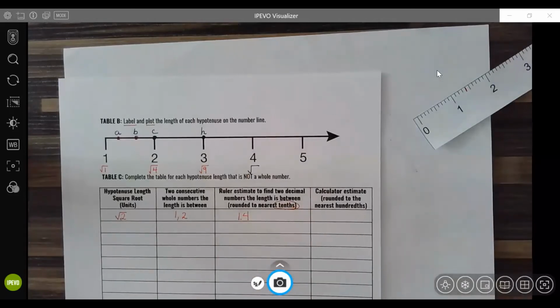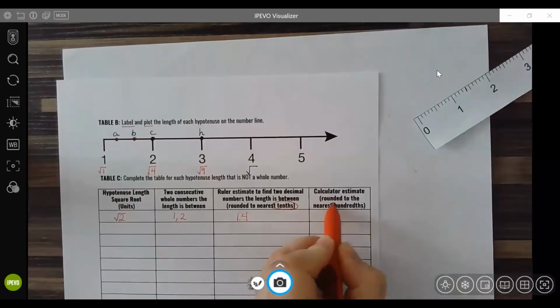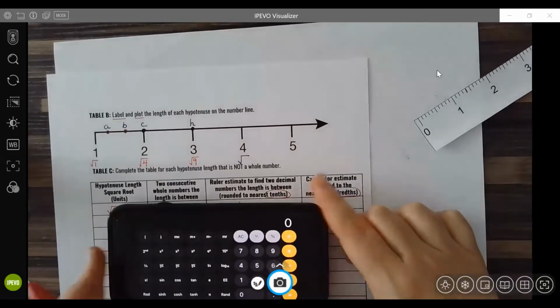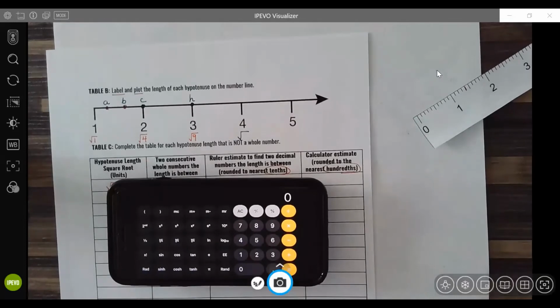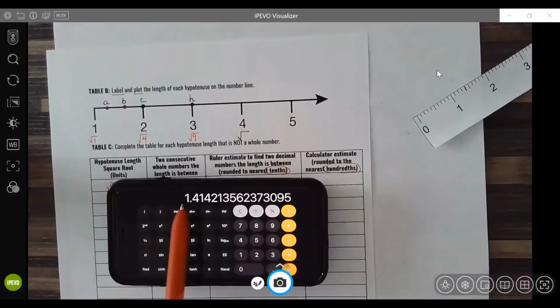Now we're going to take it a step further, and we're going to actually find the calculator estimate, and this time we're rounding to the nearest hundredths. And so you can just use a calculator that you have around your house. You can use your phone, okay? And the way that we do the square root is we are going to put in 2, because that's my square root, and then I'm going to hit this button over here. It has a 2 and a radical sign and an X. And I see that that is 1.414213563, and so on. You will notice that these are irrational numbers. All the things that go on your table C are irrational numbers.